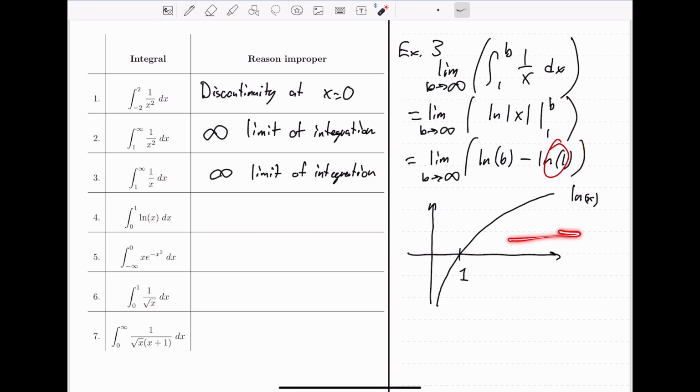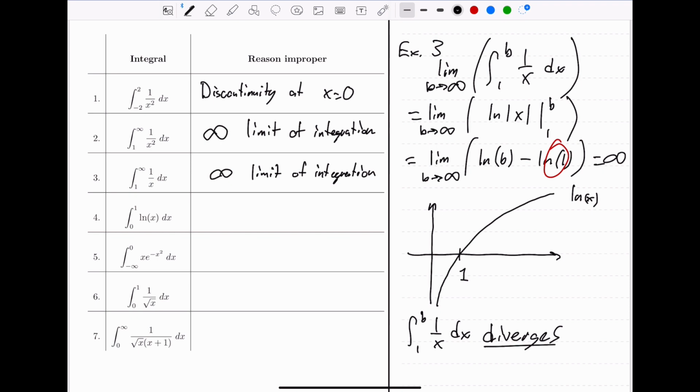And as x goes out to infinity, the natural log function continues to grow. It grows very slowly. It grows much slower than an exponential or even a polynomial. But the natural log function does trend toward infinity. So as b goes to infinity, natural log of b also goes to infinity. So my answer here is infinity. So to summarize, I would say that the integral from 1 to b of 1 over x dx diverges. It does not converge to a true value. Let's take a look at example 4.